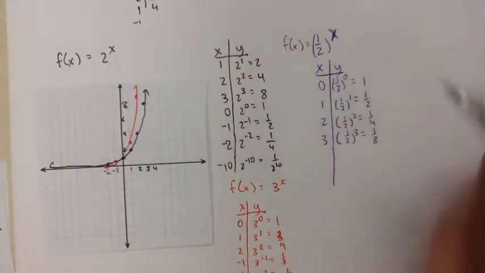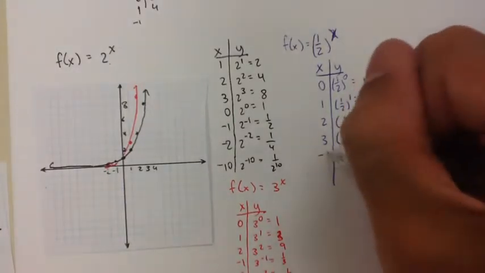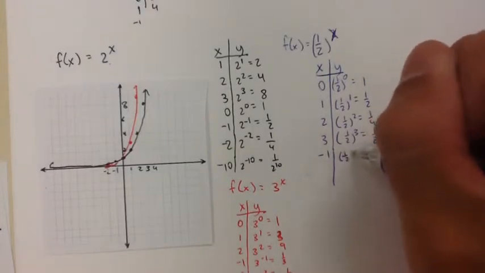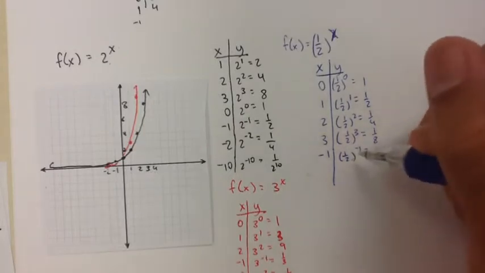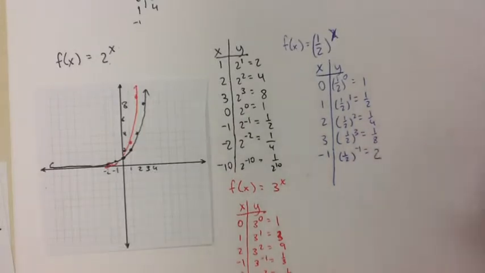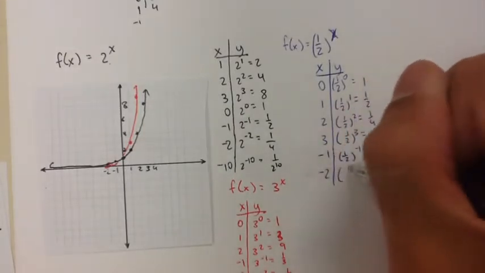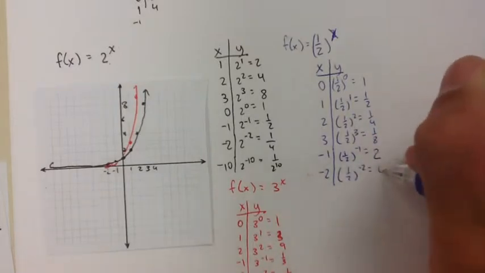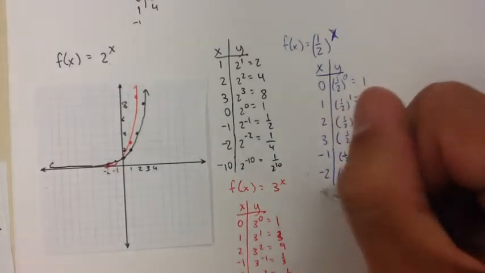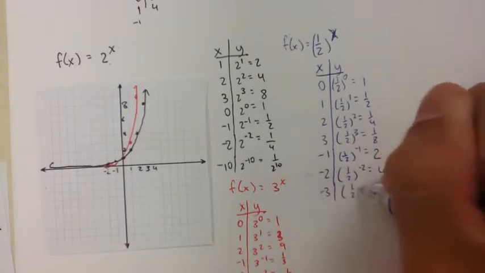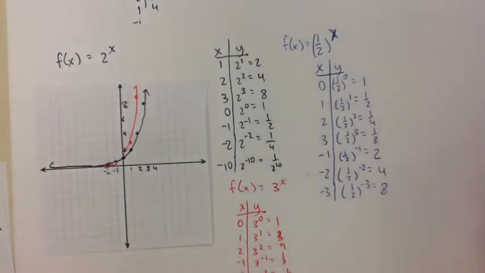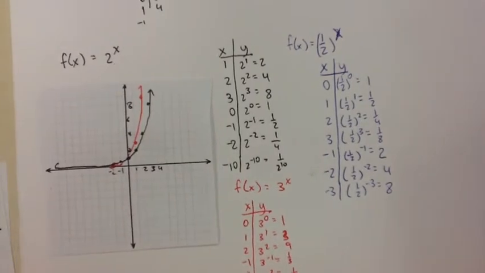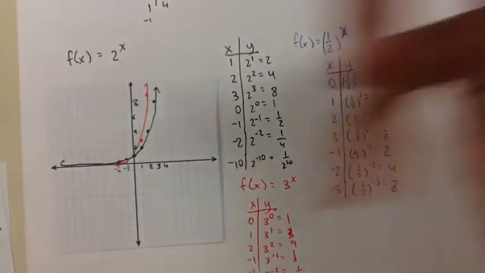Well, we're getting smaller, so let's go in the other direction. If I put in a negative 1, that's 1/2 to a negative 1 power. Remember, that flips my fraction, so that's actually 2 to the first, or just 2. If I plug in a negative 2, I flip it and square it, so that's 4. Negative 3, 1/2 to the negative 3rd power would be 8. What has that done? It looks like it has flipped my graph to the other side.